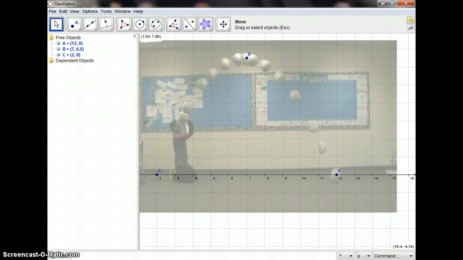So, I know in this case that my x-intercepts are (2, 0) and (12, 0). And I know that my vertex is sitting in the middle there at (7, 6.5). So what I'm going to do now is show you how to work backwards through that. If I work backwards, this is what I get.